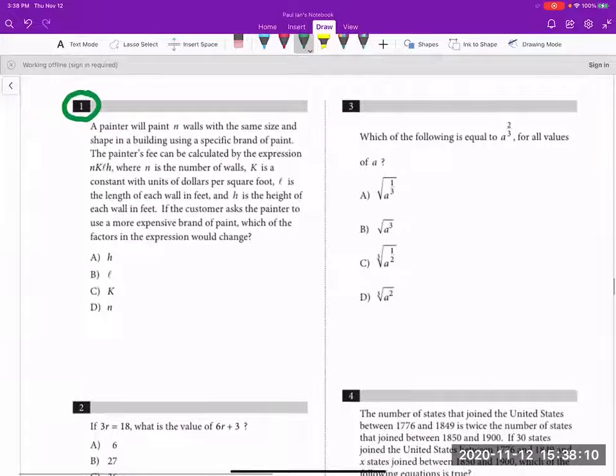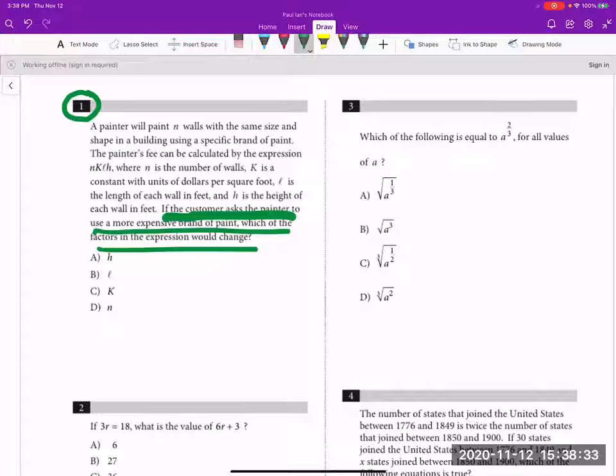Okay. All right. So if you look at number 1 here, this is pretty much just a word problem. And every time you have something like this, I would usually just skip to the question. So the question here is asking, let me just make this not too thick, is this guy. It says, if the counselor asks the plaintiff to use a more expensive brand of paint, which of the factors in the experiment would change? So the expression I think is saying is this guy. And this is just talking about a different type of paint.